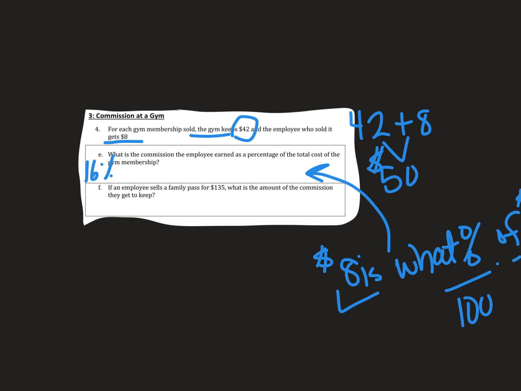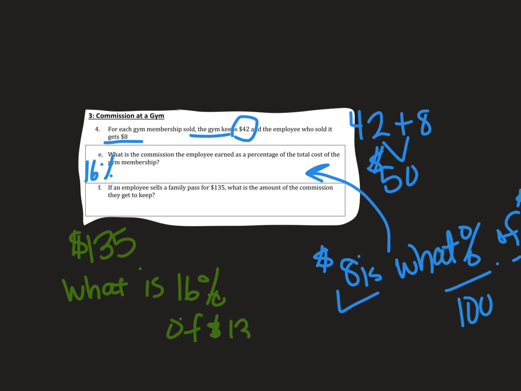If an employee sells a family pass for $135, what's the amount of the commission they're going to get to keep? In other words, the commission is going to be that 16% of $135. So what is 16% of $135? All right. And make sure you write your equation or your proportion.